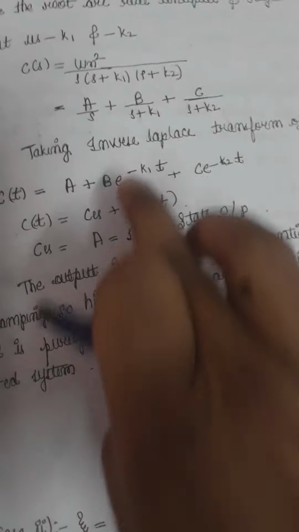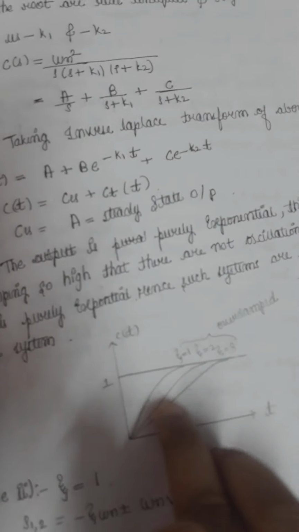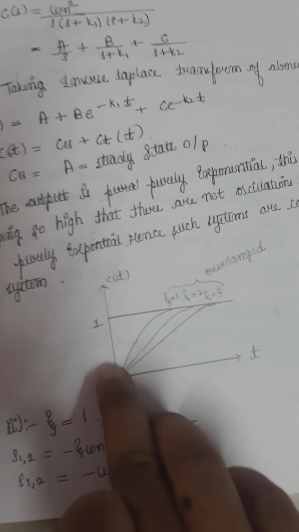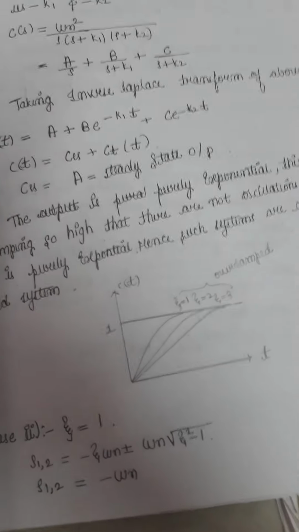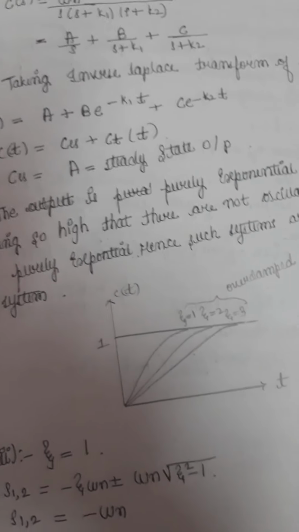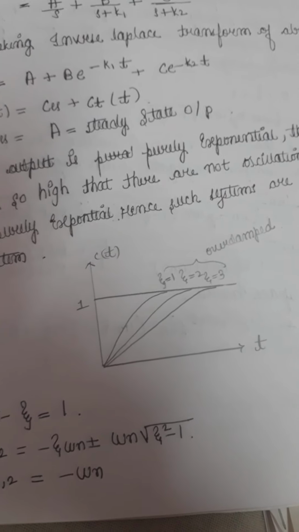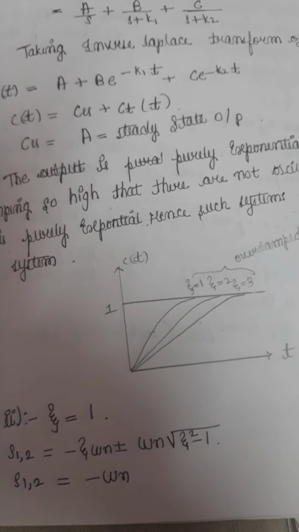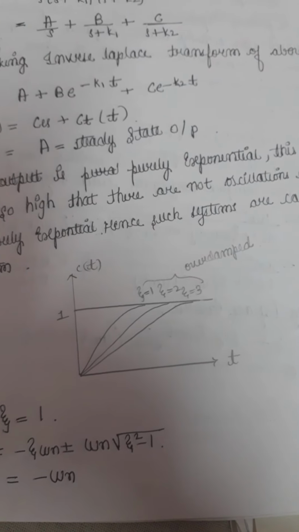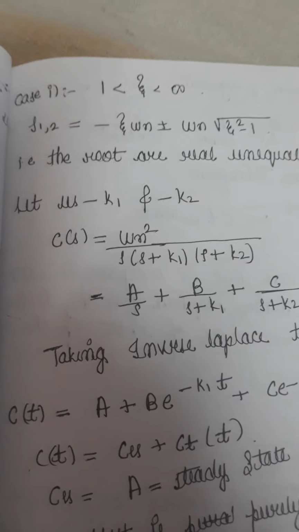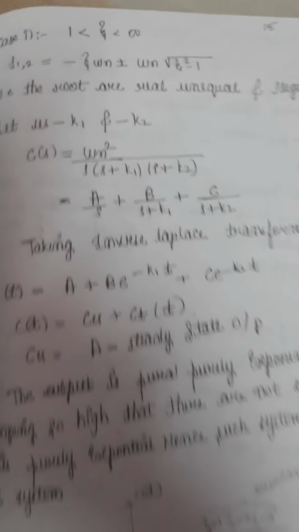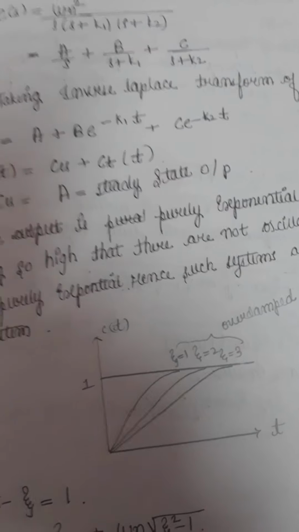So if you keep the value of zeta as 1, 2, 3, okay, the output is purely exponential. See here, the output is purely exponential only. If you keep the value of zeta as 1, 2, 3, all the values will be in terms of exponentials only. So this case is referred to as overdamped. That means when the zeta value is between 1 and infinity, the case will be overdamped.